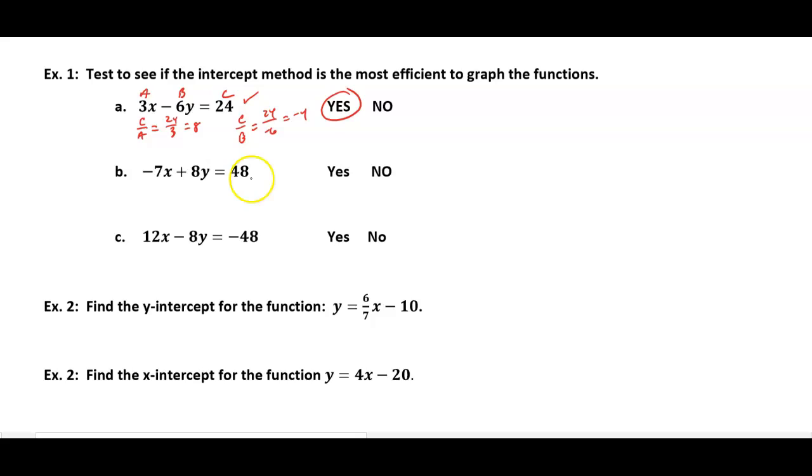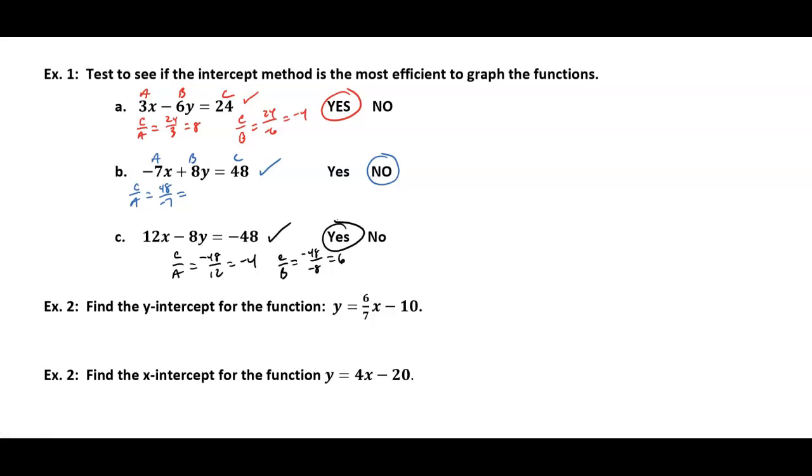When I look at b, standard form, check. If I look at a, b, and c, is c divided by a going to turn out nice? 48 divided by -7? No. Therefore, this would not be the best method. And letter C, standard form, check. Is c divided by a going to come out nice? Negative 48 divided by 12, negative 4, we're good. Is c divided by b going to come out nice? Negative 48 divided by negative 8 is 6. Both check off, therefore yes, it is.